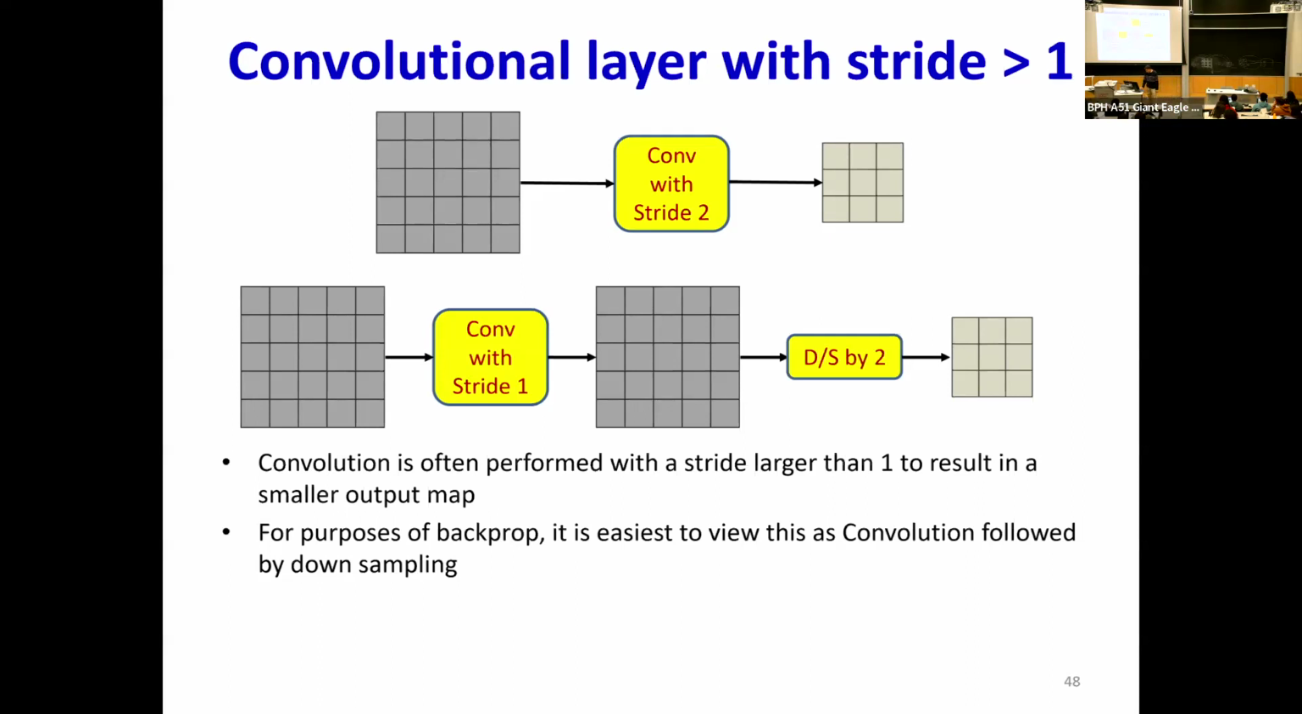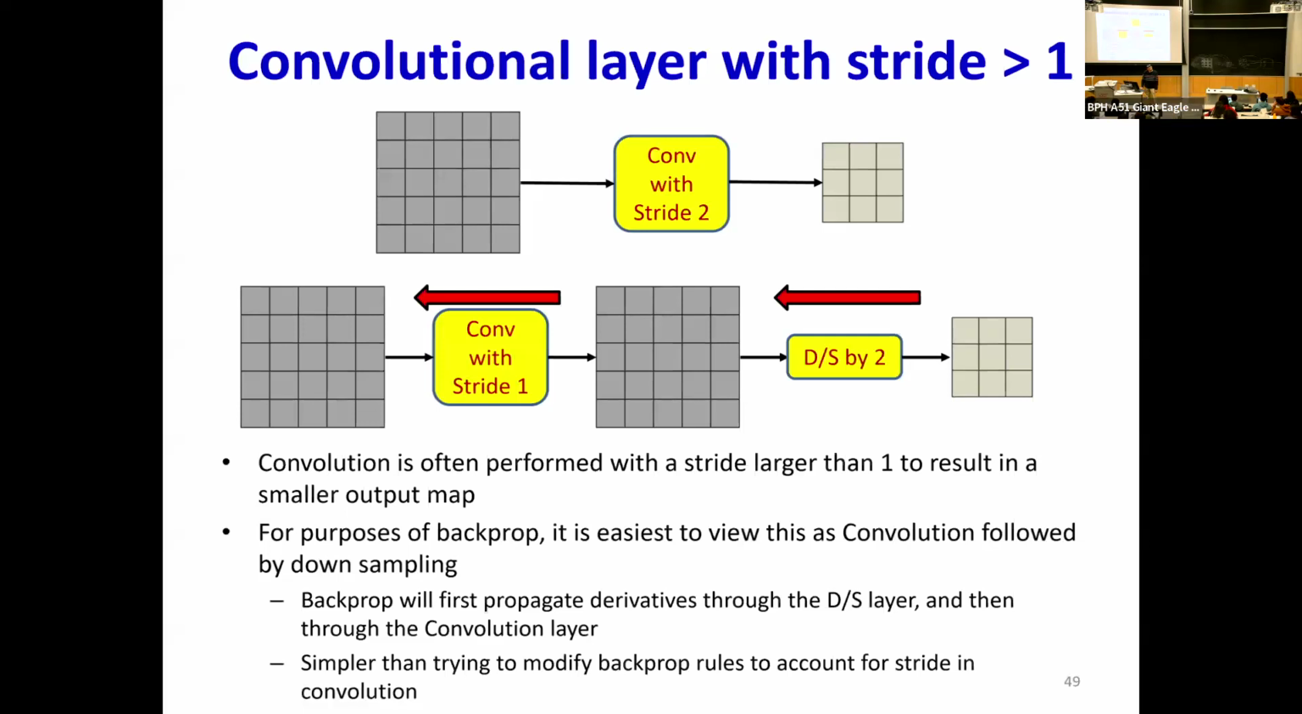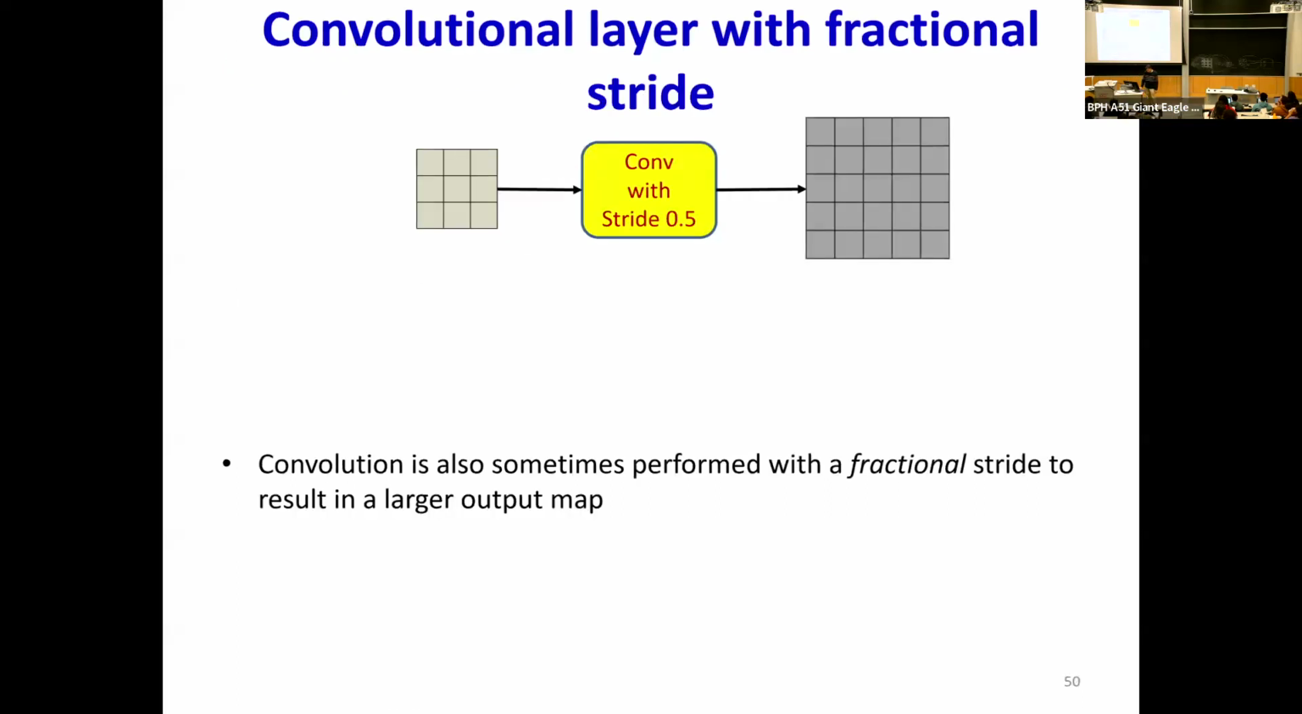And so this kind of back propagation is actually going to be much easier than trying to figure out how to directly back propagate through convolution with a stride of 2. Similarly, convolution with a fractional stride, right? If I'm performing convolution with a fractional stride, what happens? I'm actually upsampling and then performing a convolution.